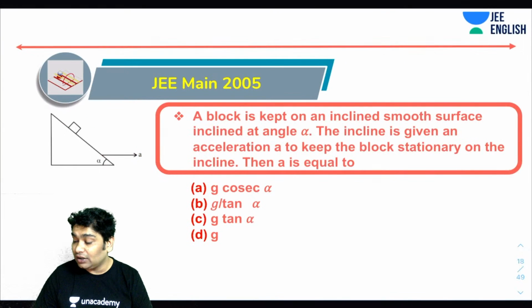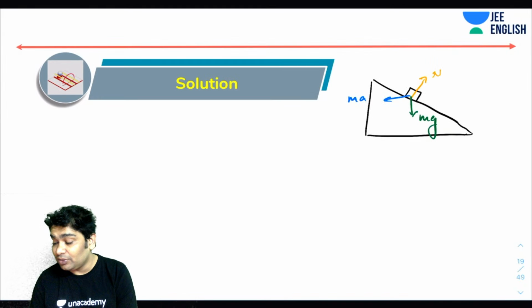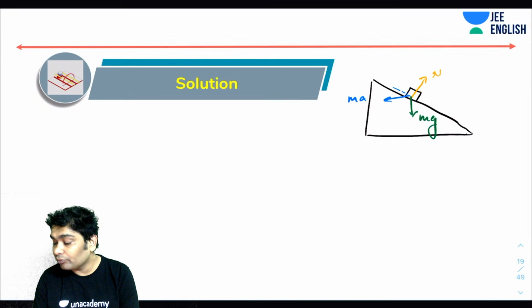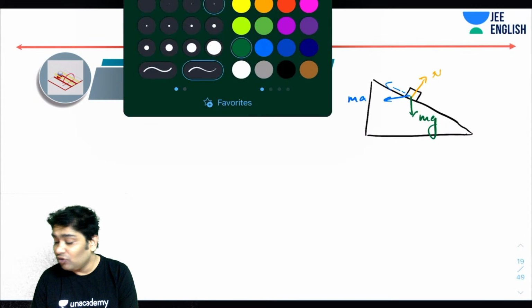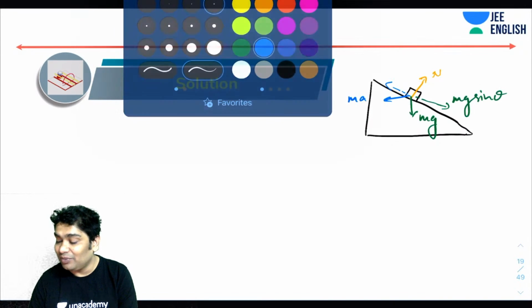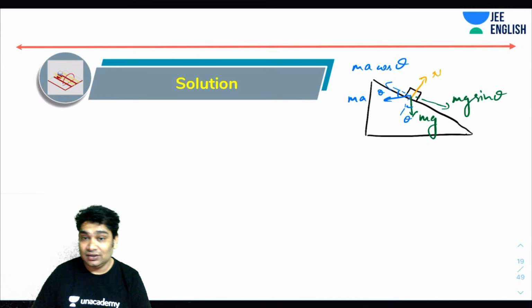And you've been told that the block is stationary on the incline. So in this reference frame, the block will appear stationary, which means it is in equilibrium, which means these two components of ma and mg would be balancing each other. This component of mg would be mg sin theta, and that component of ma would be ma cos theta, right? This would be theta, so that will be ma cos theta, and similarly, that would have been mg sin theta, right?